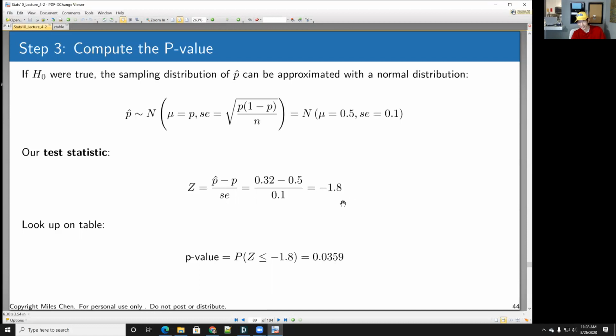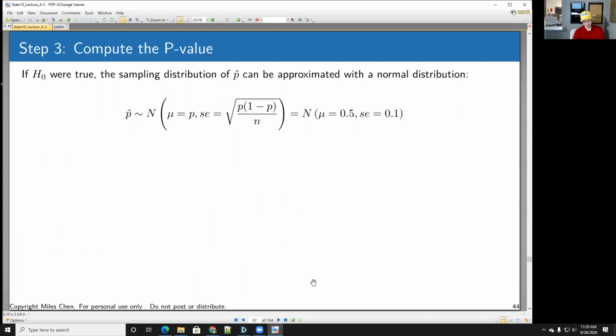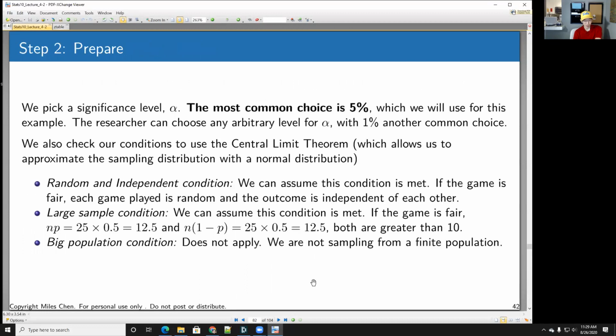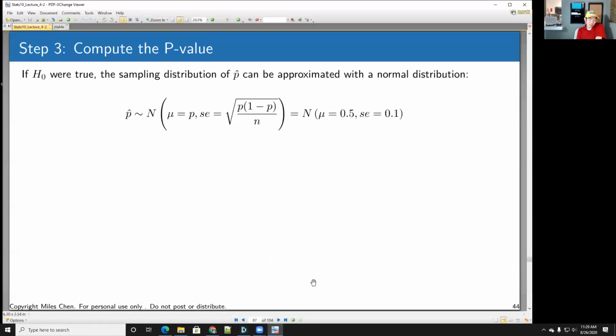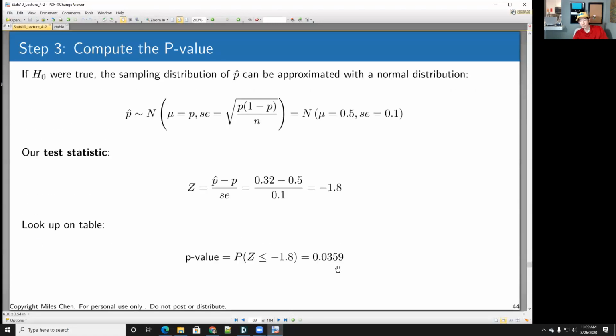Anyway, sorry, I don't know how we ended up there. So we do our calculations, and it says, well, what's the probability of getting this result if the game were fair? If I play a fair game 25 times, could I just win 8 times out of 25 by bad luck? And it says, yeah, that could happen. How often does it happen? About 3.6% of the time.